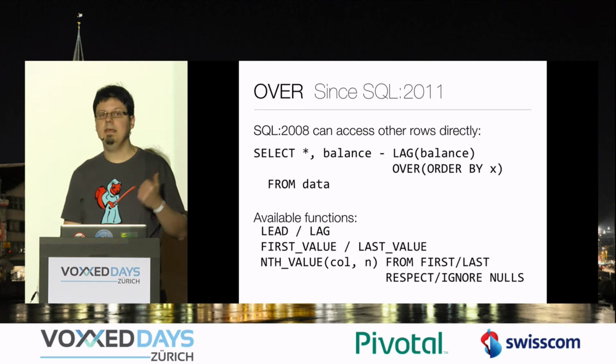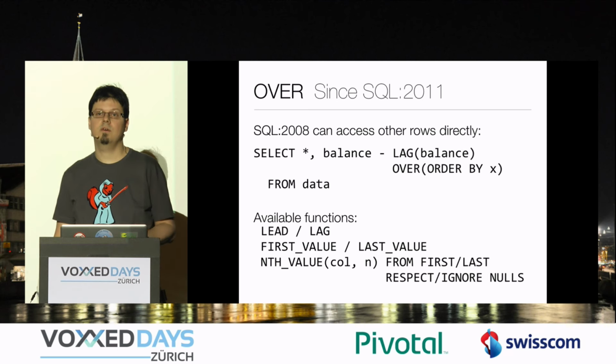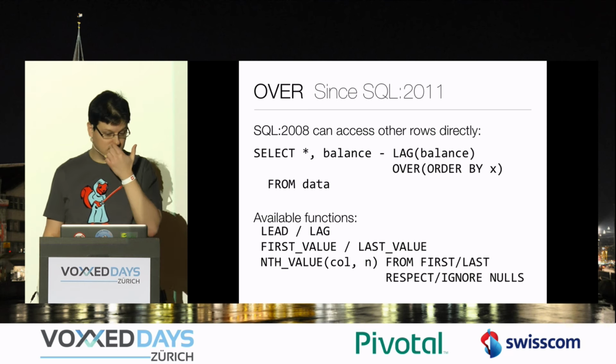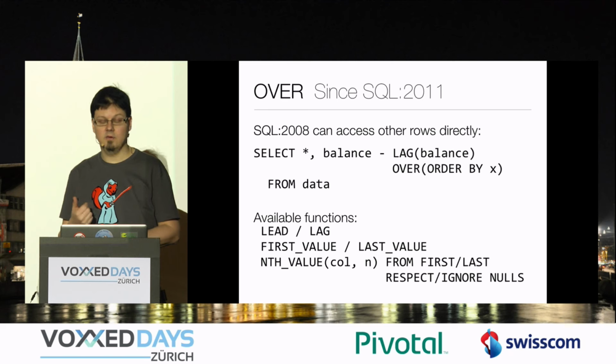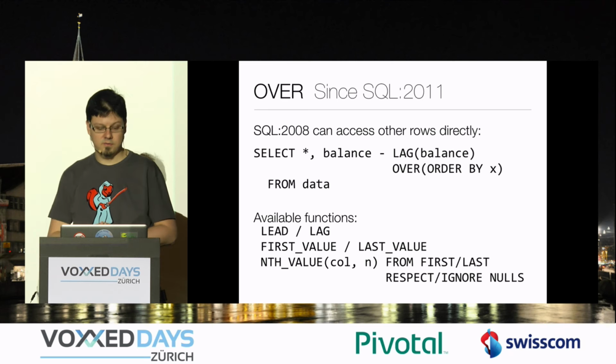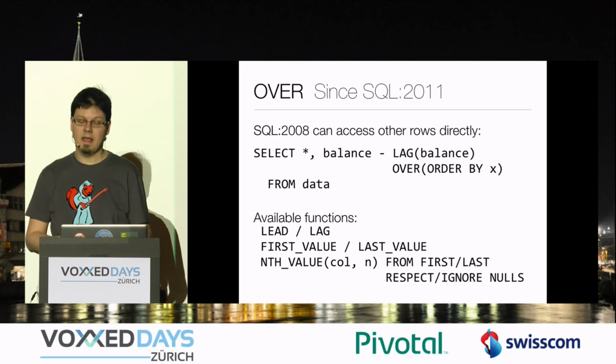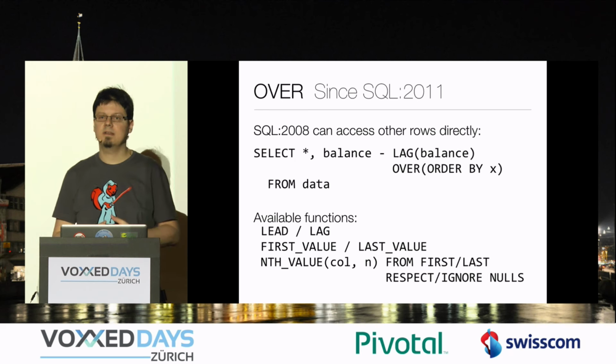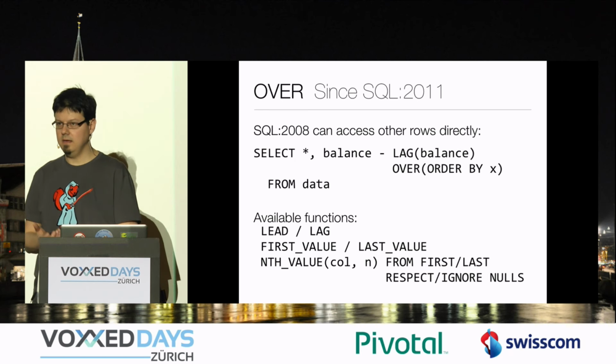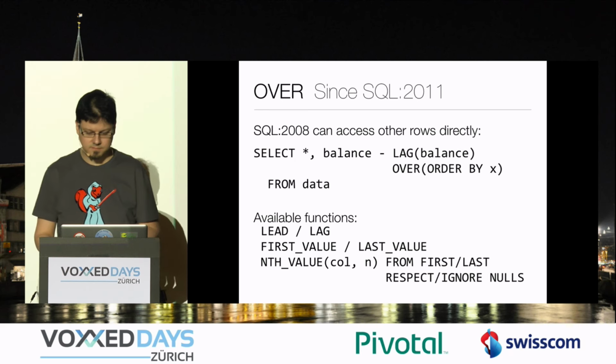So of course, there's also a lead function. So you can also access the next row. There's also first value and last value. So the first and last values of this window. And the most generic form is the nth value. So you can pretty much access any other row in this sense.